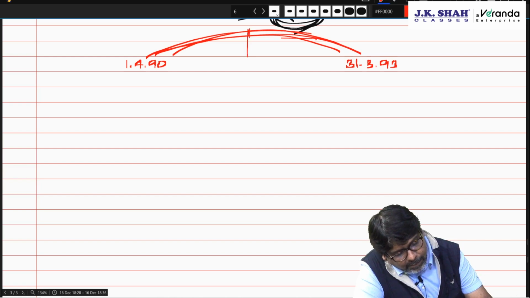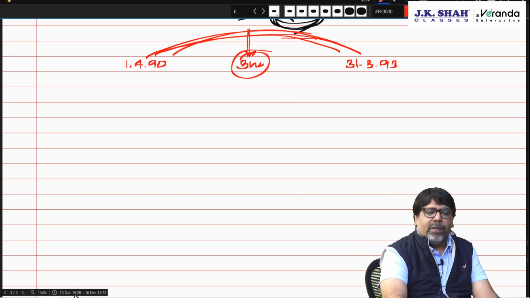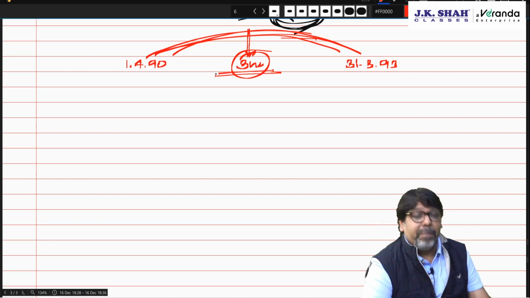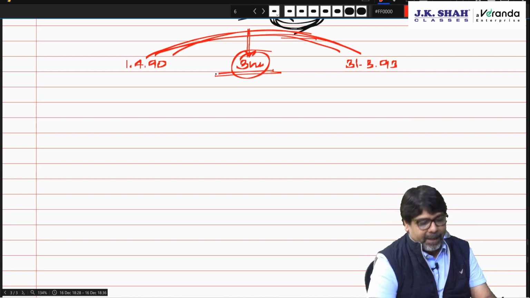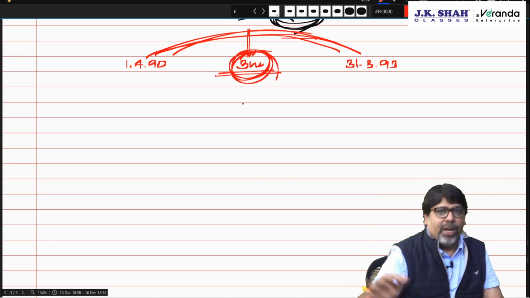Suppose due to some reason the construction was stopped for 3 months. Construction was stopped for 3 months. So should the borrowing cost of these 3 months be capitalized, or should it not be capitalized? Borrowing cost of these 3 months should be capitalized, should not be capitalized?